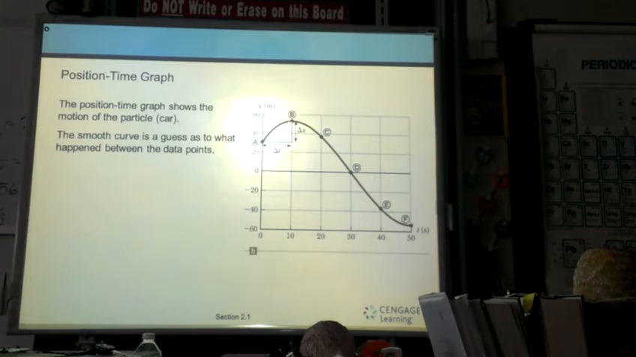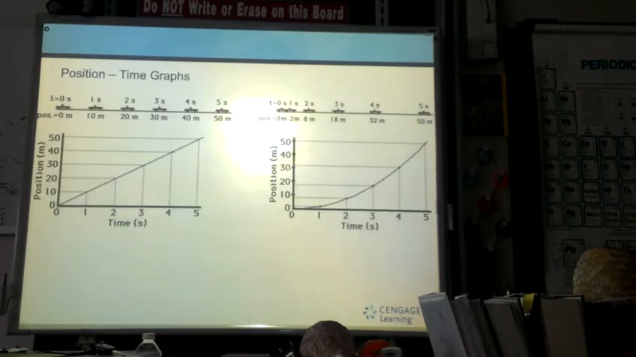This position-time graph is showing the motion of the car, specifically from this example here. I can see that it has some type of curve to it. And if it has some type of curve, that's telling me the velocity must not have been constant throughout. So let's compare what position-time graphs may look like for constant velocity, or constant speed, versus a graph with increasing or decreasing speed.